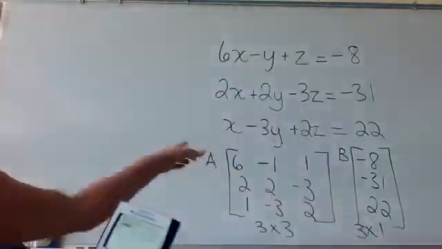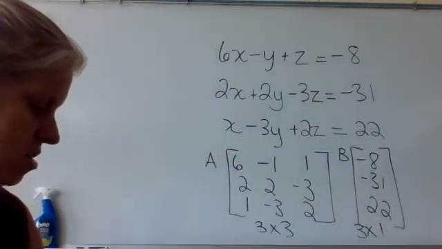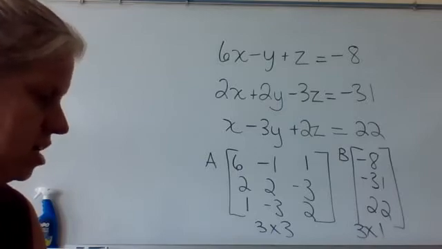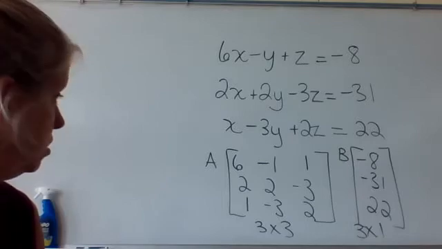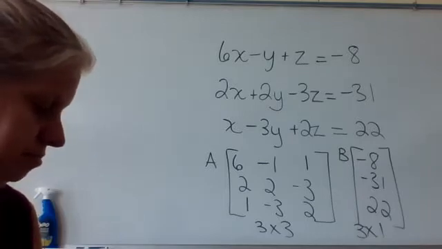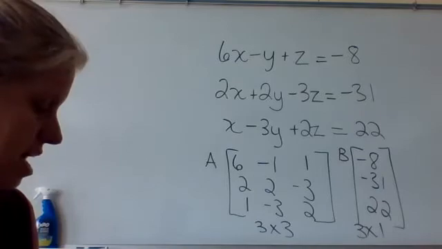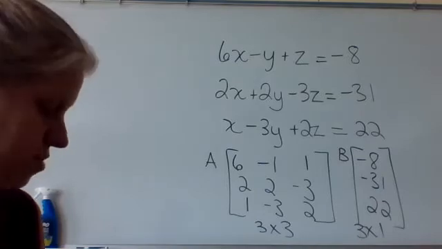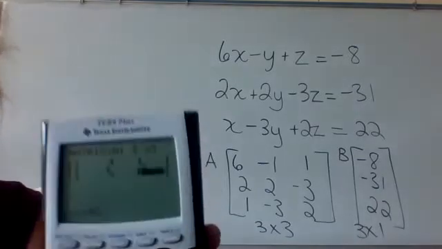So then enter the information. So 6, enter, -1, enter, 1, enter for the first row. 2, 2, -3 for the second row. And 1, -3, 2 for the third row.